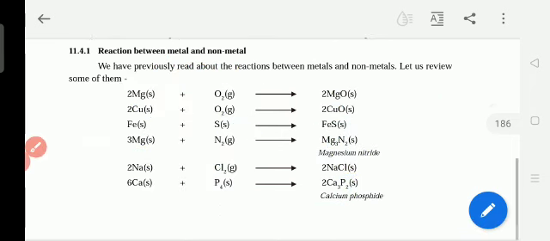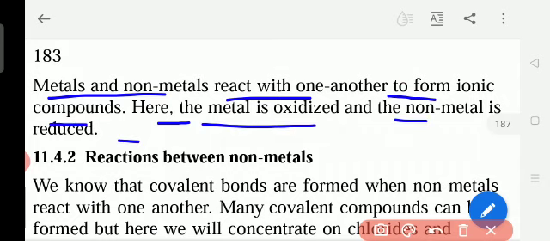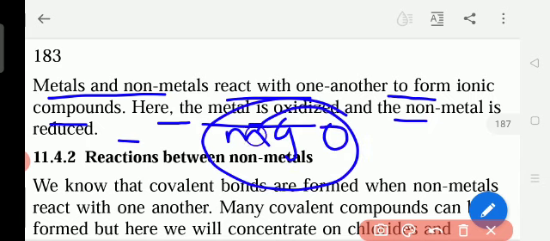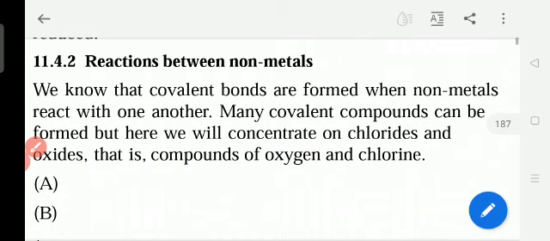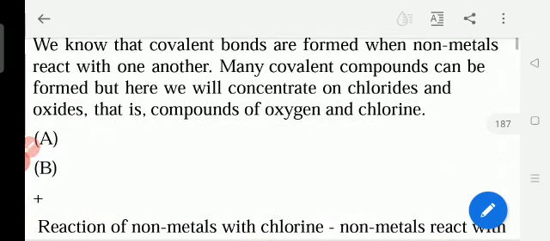Okay, so these are the reactions between the metals and non-metals. Metals and non-metals react with one another to form ionic compounds. Here the metal is oxidized and the non-metal is reduced. The metal is gaining the oxygen, so it is oxidized, and the non-metal is losing it, so it is reduced. Now, reaction between the non-metals. We will see it now here.